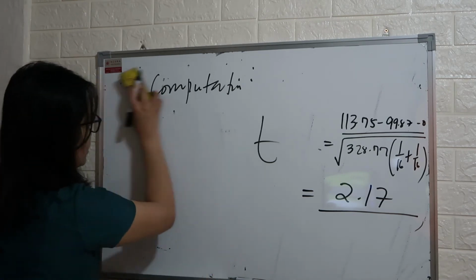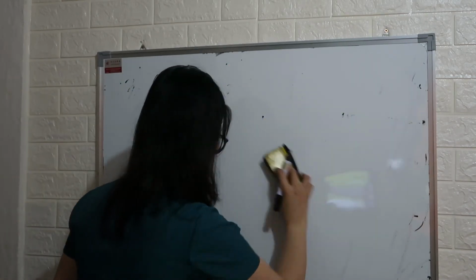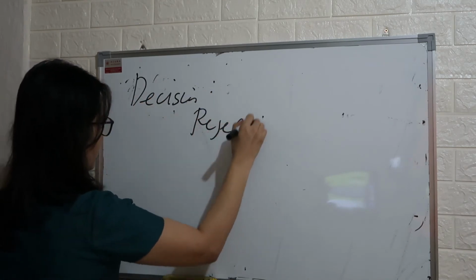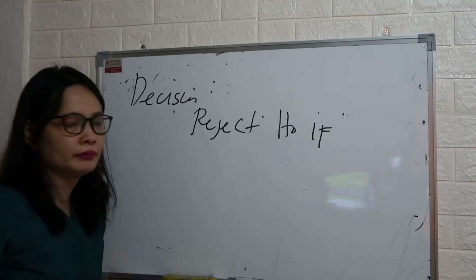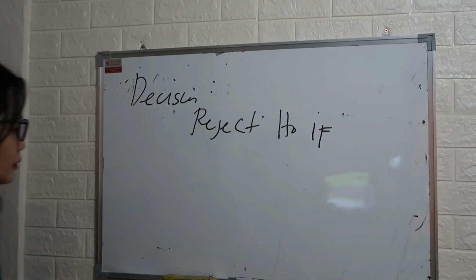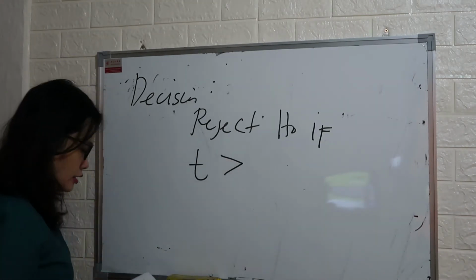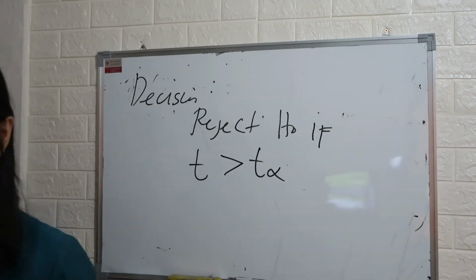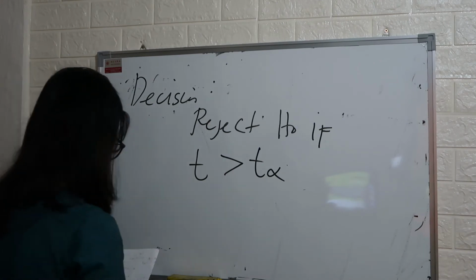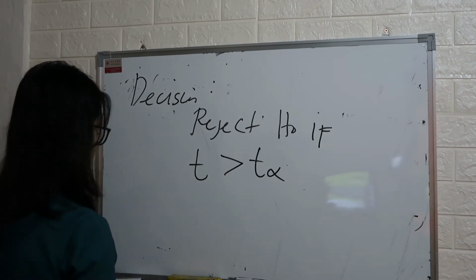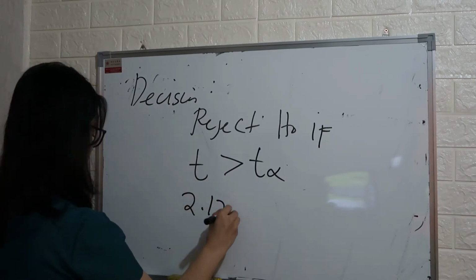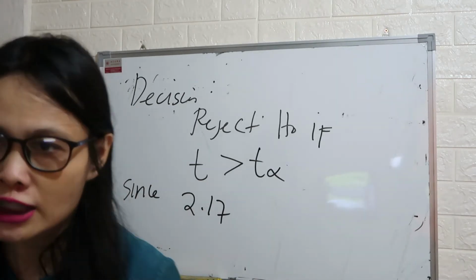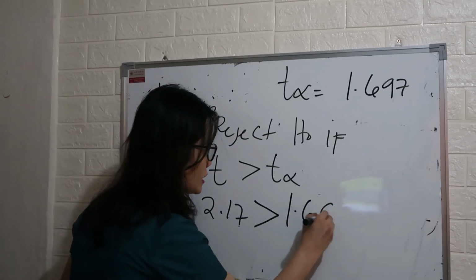So, decision. Reject H0 if what? Remember, we say reject H0 if the t value is greater than t alpha. Remember that our t value is 2.17. Since the t value is 2.17, is it greater than 1.697?